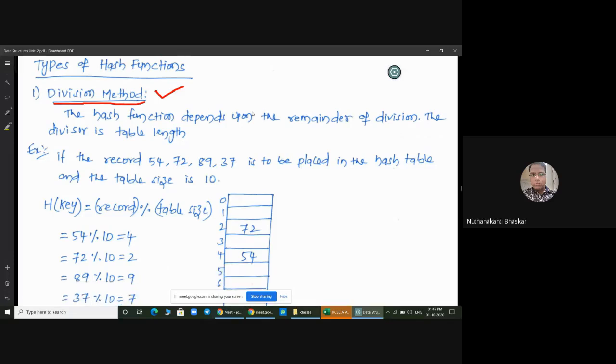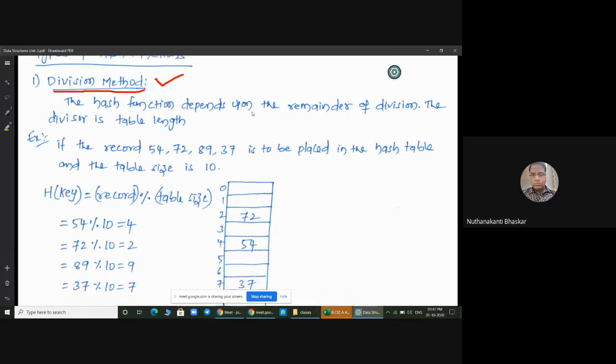Here, we are going to divide with a modulo of some data. The remainder we are going to use as a hash function. From this hash function, the remainder is a hash value. Here, I am going to read one statement, then you can understand. The hash function depends upon the remainder of the division.